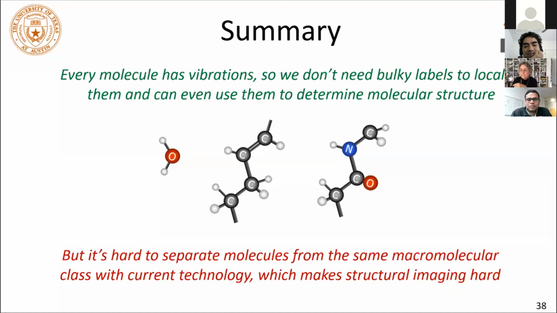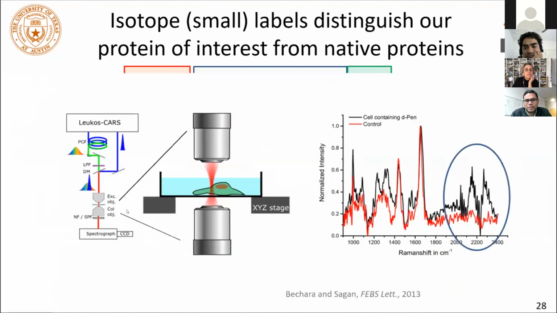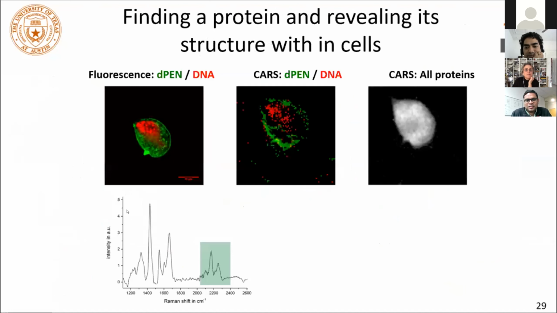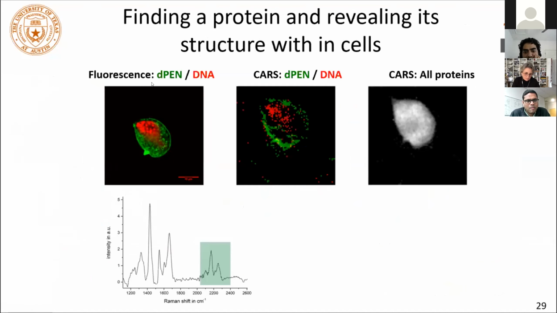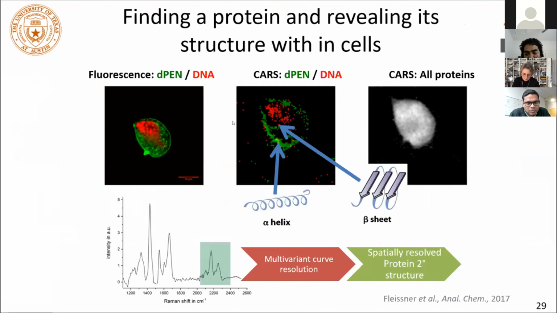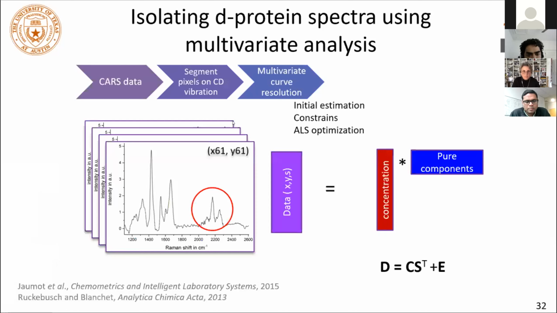One of the questions was on slide number 29. From these fluorescent images, how do you deduce alpha helix and beta sheet? Yeah, so you can't, right? It's the one in the middle where I deduce it from. I didn't explain it here, I explained it here. You deduce this based off of multivariate curve fitting.